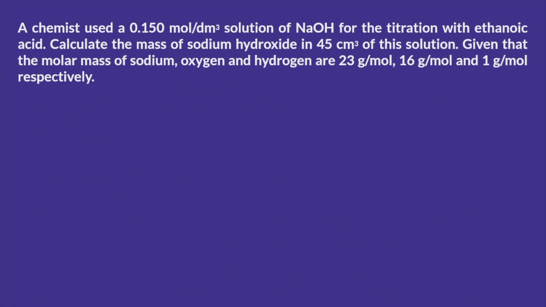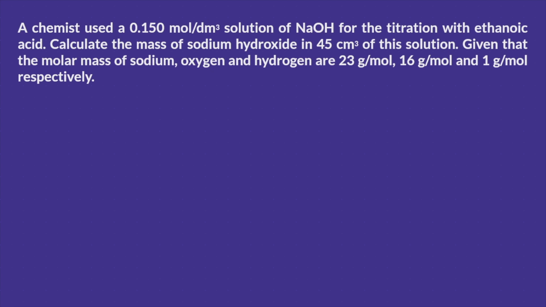Right now, we are at the final question for this week video. A chemist used a 0.150 mole per decimeter cube solution of sodium hydroxide for titration with ethanoic acid. Calculate the mass of sodium hydroxide in 45 centimeter cube of this solution, given that the molar mass of sodium, oxygen, hydrogen are 23, 16, and 1 gram per mole respectively.